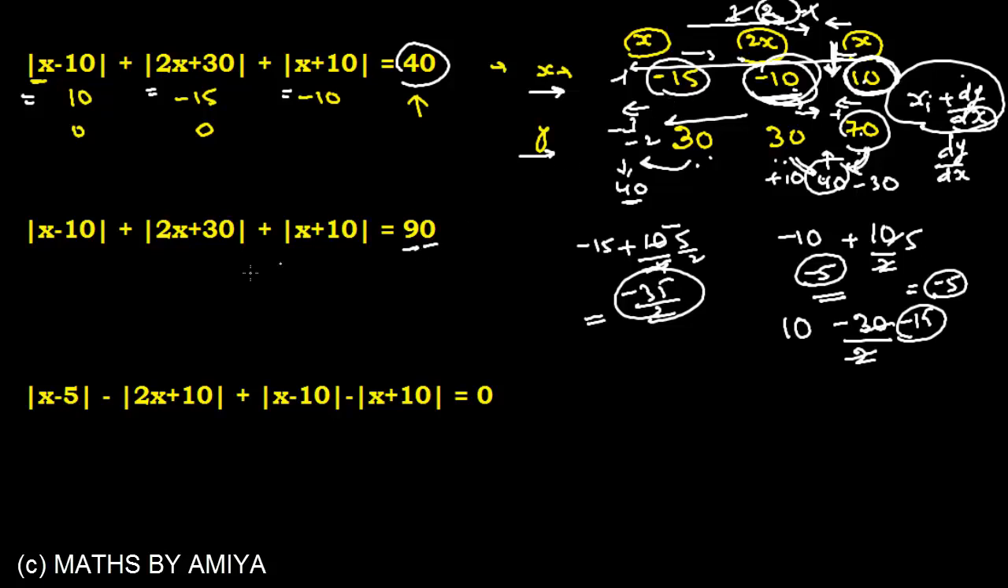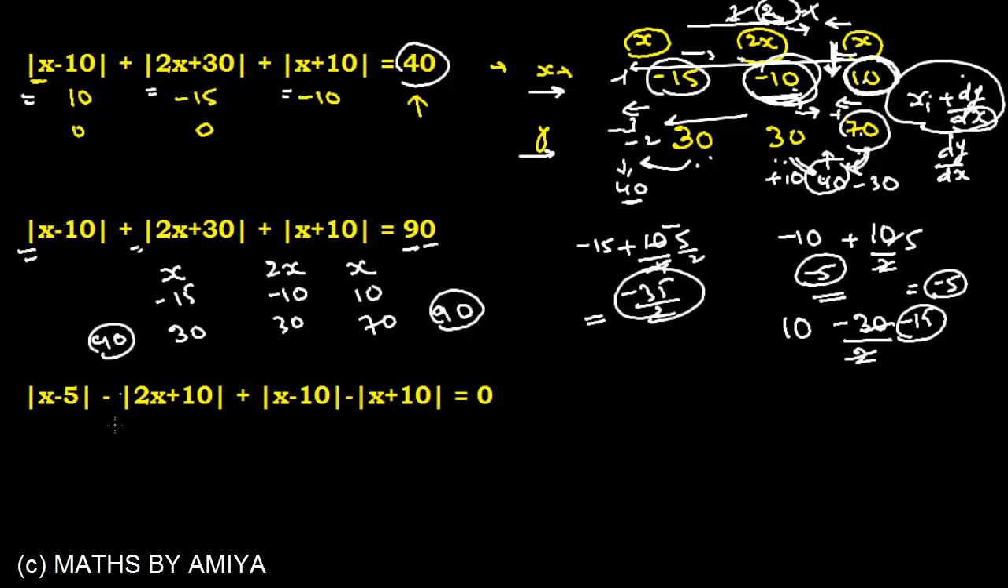So what data do we have? We have x, 2x and x. For the x we have minus 15, we have minus 10, we have 10. Getting the value from here, we have 30, we have 30, we have 70. We'll get 90 here, we will get 90 here. Why am I writing 90 and 90? Because all are the positives. Here some are the positive, some are the negative. So we have to check. All are the positive. Is it okay?